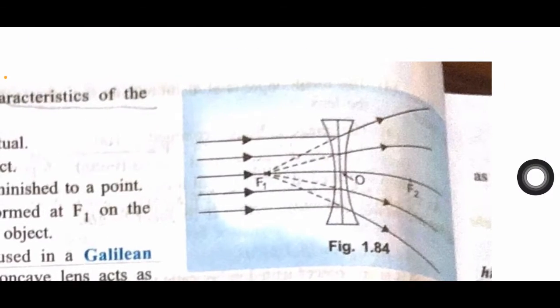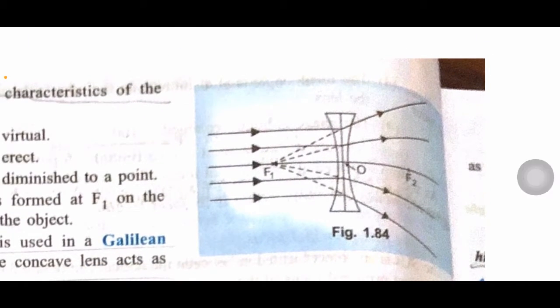So now we're going to talk about construction of images in a concave lens by ray diagrams. That means we're going to learn how to draw a ray diagram in the case of a concave lens. Here you can look at the diagram which is given here, and the criteria is that this diagram is used only when the object is at infinity and the rays coming from infinity are parallel.